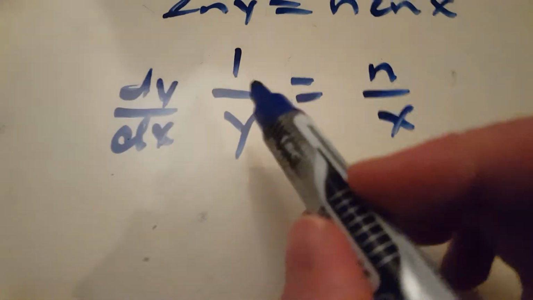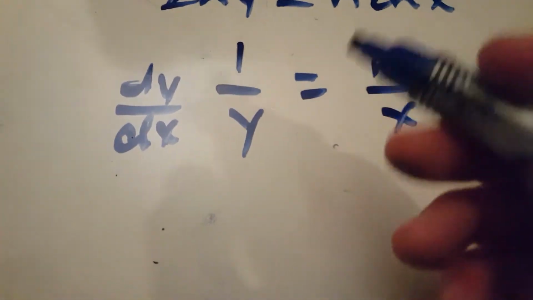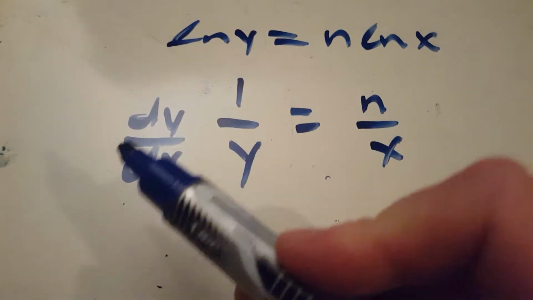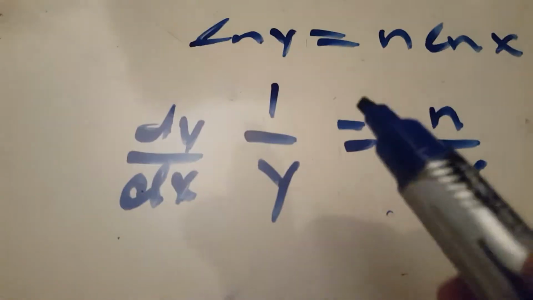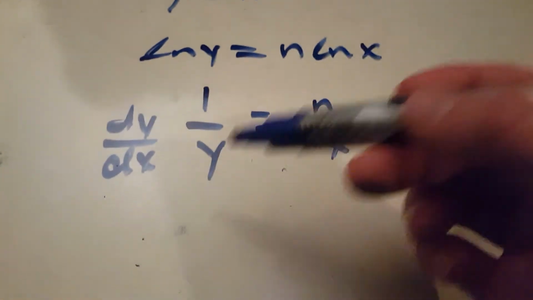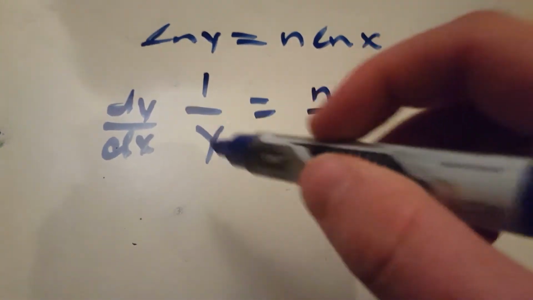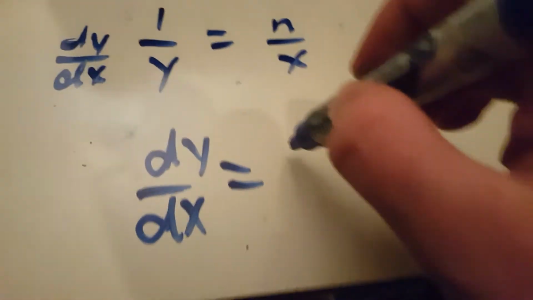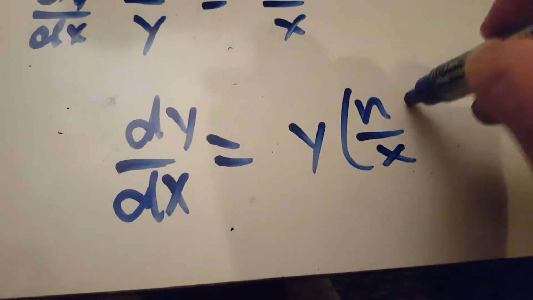Now, remember I was just saying that this can be y prime over y if you want to think about it that way. I just wrote dy dx because I do prefer Leibniz notation. So let's get this dy dx by itself. The same as algebra, you're going to have to get a specific variable on its own. So let's multiply this y over. So we get dy over dx equals y times n over x.